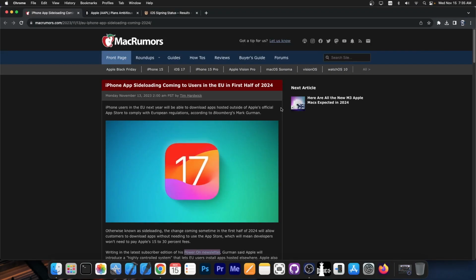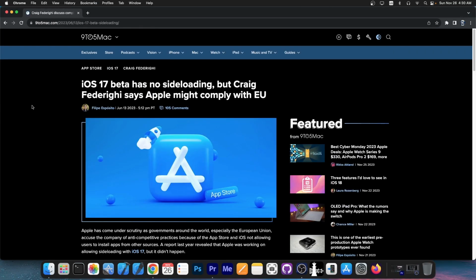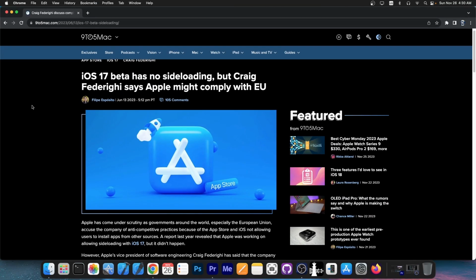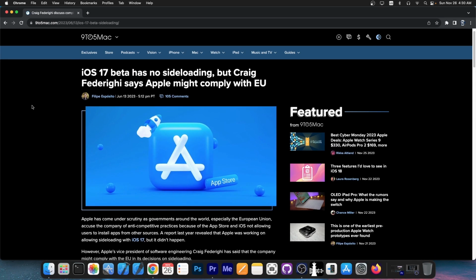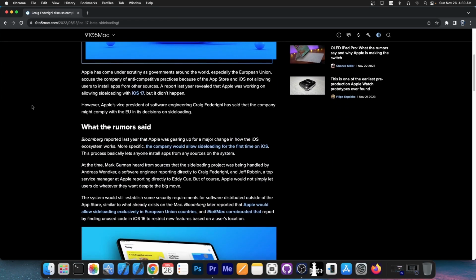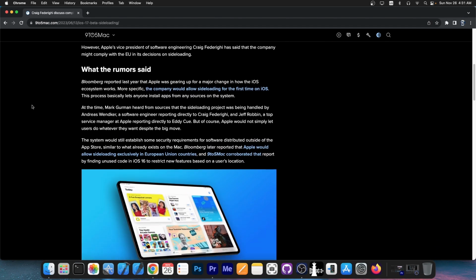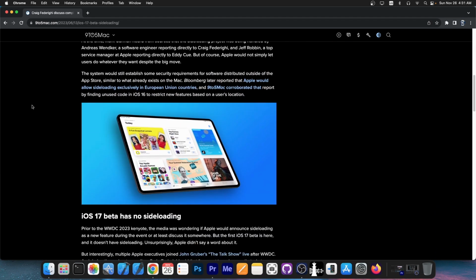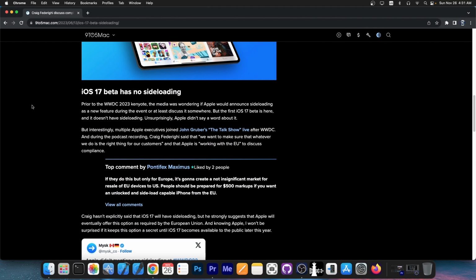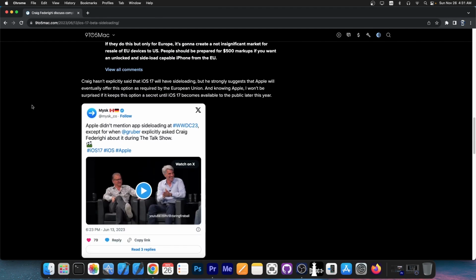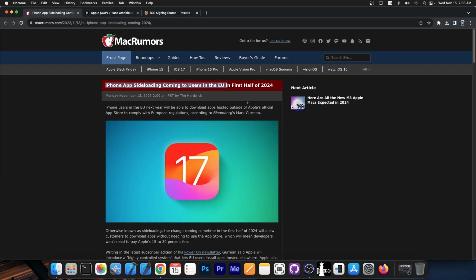So a couple of months ago, people started to learn about the fact that Apple is indeed planning to allow sideloading of iOS applications, starting with iOS 17. Well, iOS 17 came and there was nothing in sight about sideloading, and it's iOS 17.1 or almost 17.2 by now, and there is no such feature, not even in Europe. Well, it turns out that Apple is indeed planning to do that for the European users in the first half of 2024. That would be early next year.